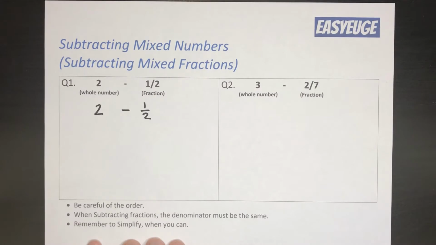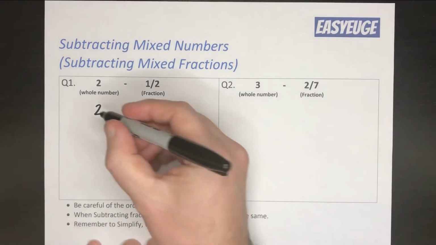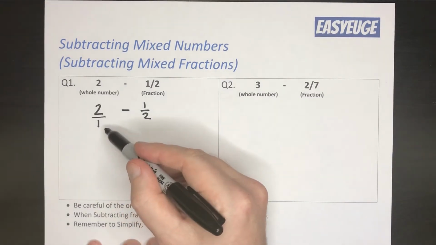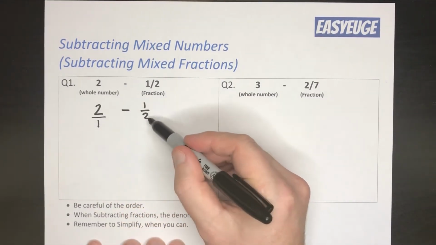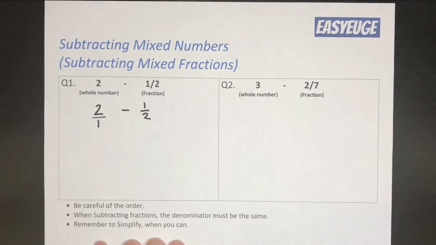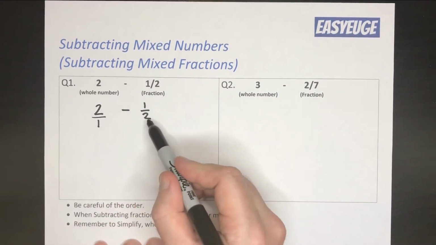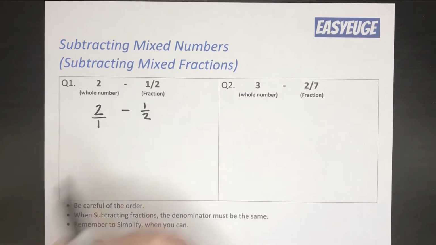Now in order for us to do this, we need to turn the whole number into a fraction. So 2 can be written as 2 over 1, because that is just the number 2. So how do we take 2 over 1 and then take away 1 over 2 from it? We need the bottom numbers to be the same. The denominators need to be like. So to subtract fractions, we need to do something with this 2 over 1 so that we've got a 2 on the bottom so we can take away the half.